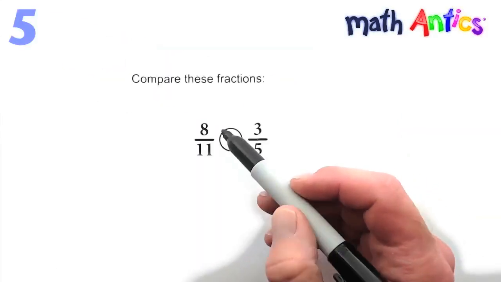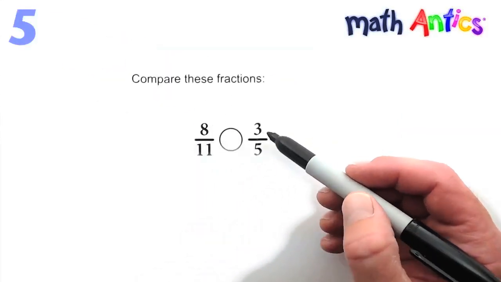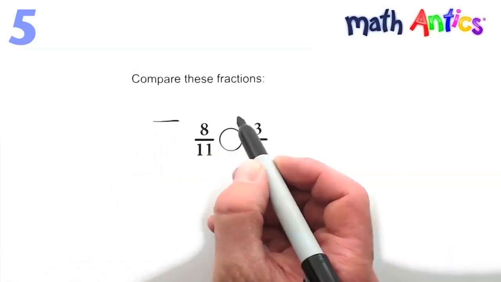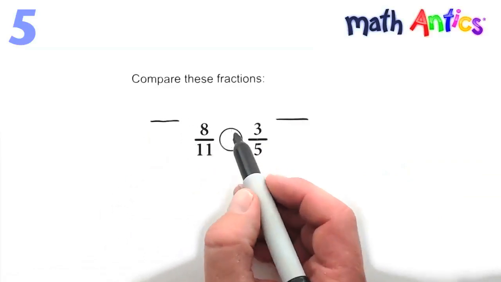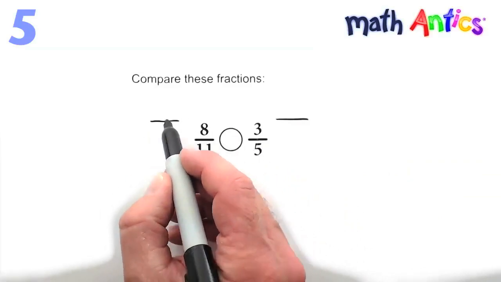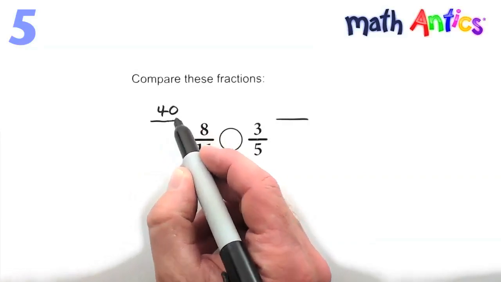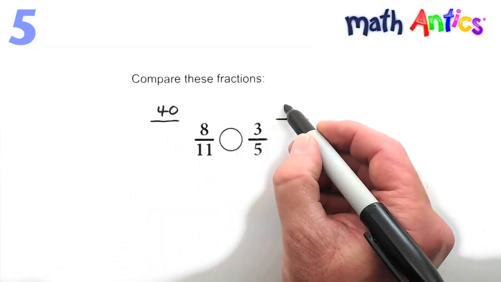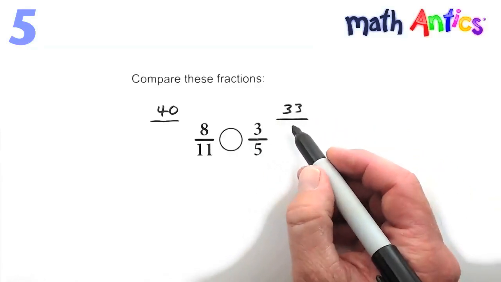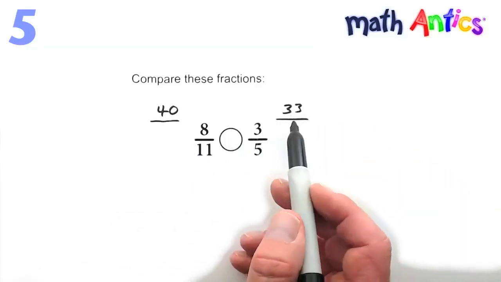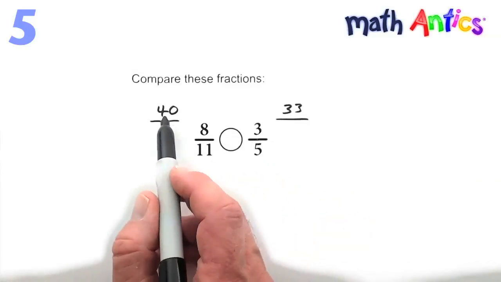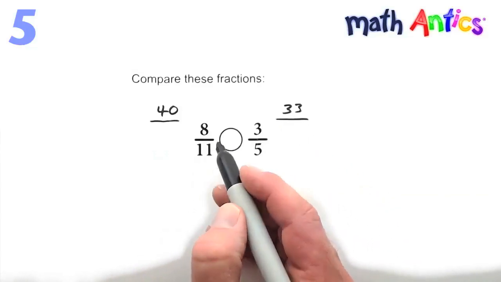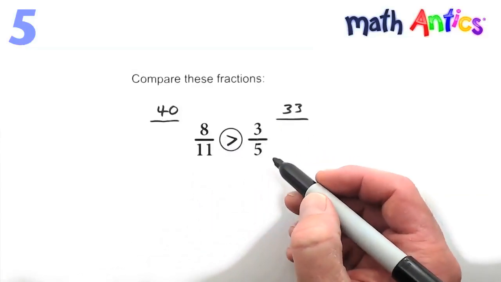In the next problem, we need to compare the fractions 8 over 11 and 3 over 5. So again, they're not like fractions, so we're going to use our cross-multiplying trick. We're going to cross-multiply the 8 times the 5. That will give us 40 for this new top number. And then over here, we're going to do 11 times 3, which gives us 33 for this side's new top number. And then we can just compare those numbers to see which fraction is larger. And that's going to be the 8 over 11 because 40 is greater than 33. So 8 over 11 is greater than 3 over 5.